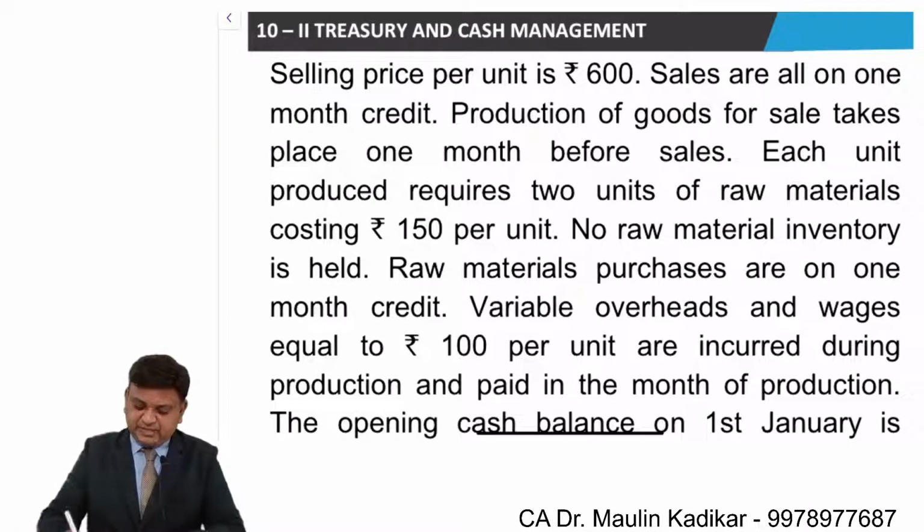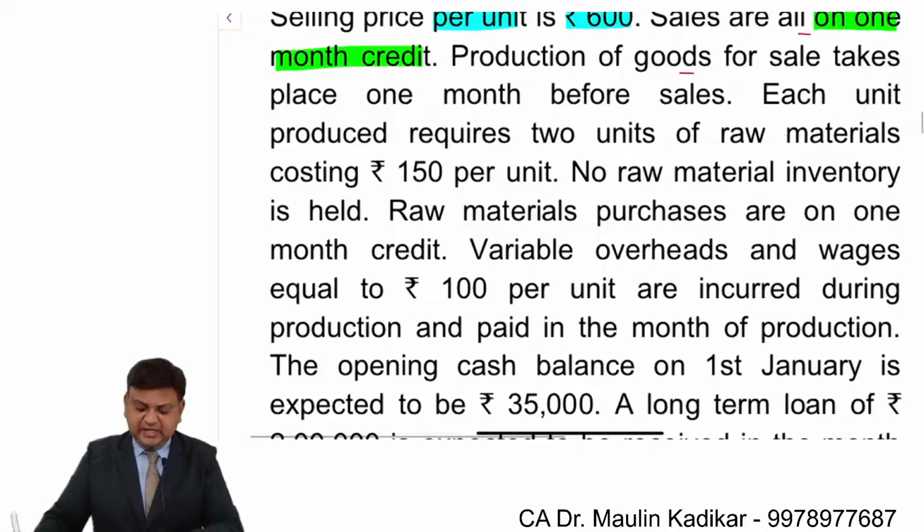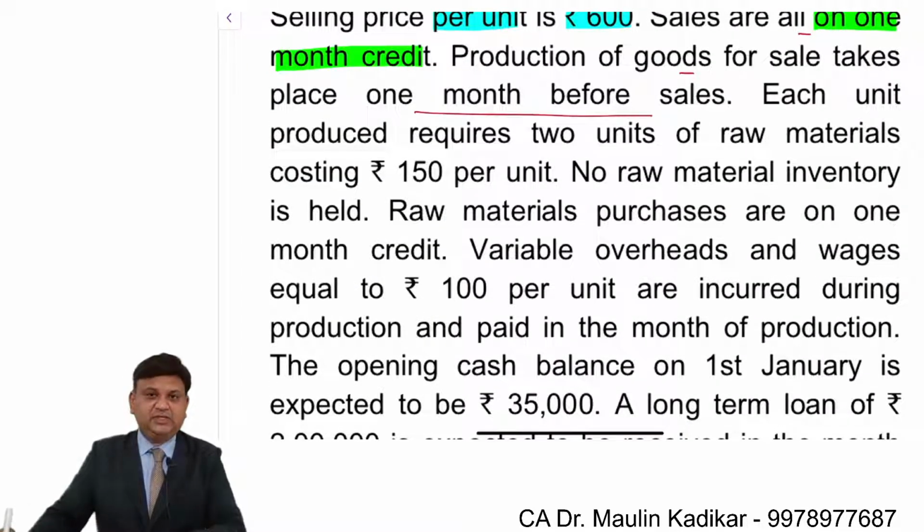Per unit selling price is given. It is an amount of rupees 600. Sales are on 1 month credit, means average collection period is provided to us as 1 month. Production of the goods for sale takes place 1 month before the sales. So the month in which we are going to sell it, before 1 month we are going to produce it.